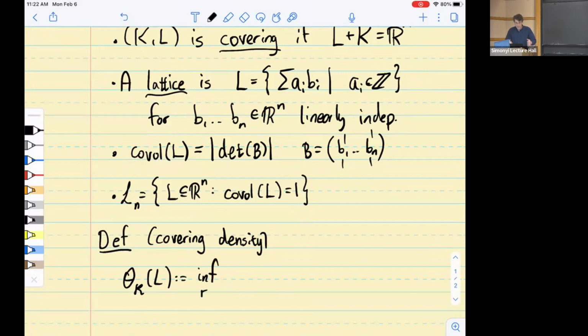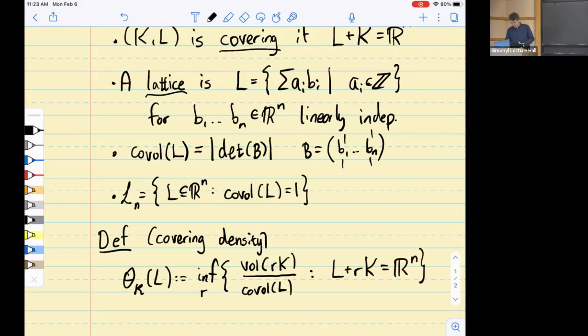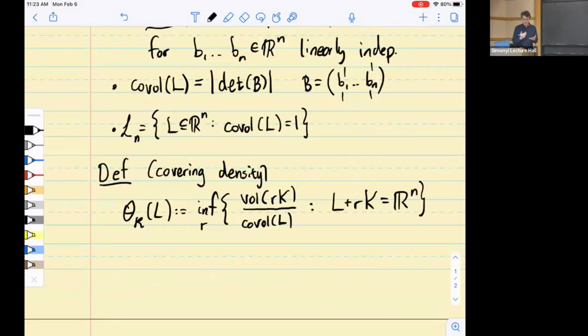Basically, if I give you some convex body, think of it as just a Euclidean ball for simplicity, and I give you some lattice L, it doesn't have to be a lattice, but what I want to look at is the ratio of the volume of that dilation of the body by the covolume of L, over all r such that L plus rK covers, or all dilates that are covering. So if I give you a convex body and a lattice, you can see how you should scale the convex body so that everything is covered, and then you can look at the density. This ratio of volume to covolume is really just the average number of times a point is covered.